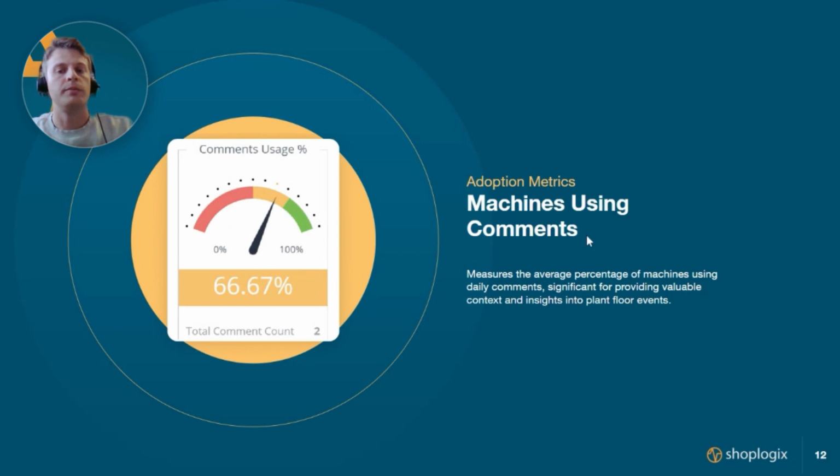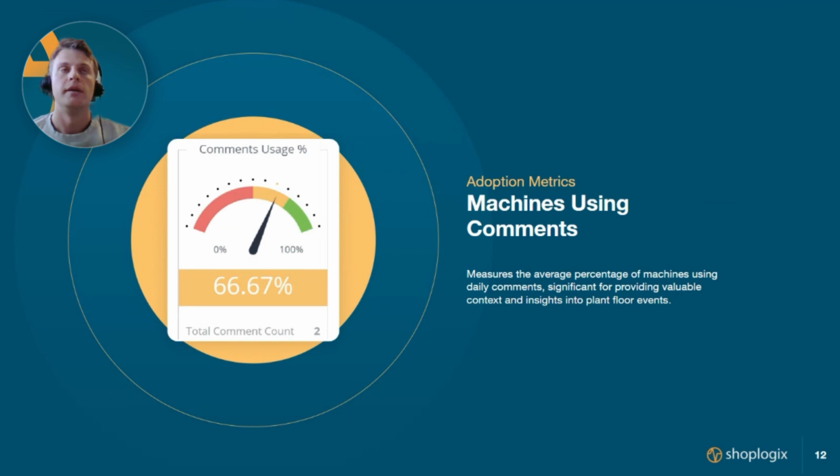The next key feature would be the machines using comments feature. So again, this is similar to the scrap metric, where it measures the average percentage of machines using daily comments. So it looks for at least 1 comment per day per machine. And again, this was based on the average usage of the comments feature we saw throughout Shoplogix. We didn't want to assume that you need a comment every state or every job or every hour. So this is sort of a minimum threshold, expecting that at least every day on a machine, you'll be having at least 1 comment.